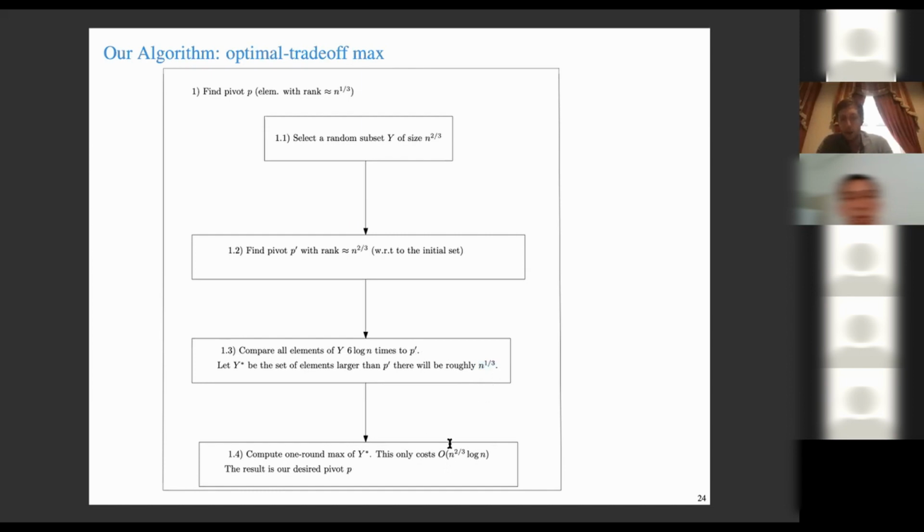And since there's so few elements, we do the same thing we wanted to do earlier. We just do all pairwise comparisons of these candidates, and voila, we get our pivot p. Because what we did is we found the best element of Y, and this best element of Y is going to have a rank that's roughly n to the 1/3. Okay. Any questions?